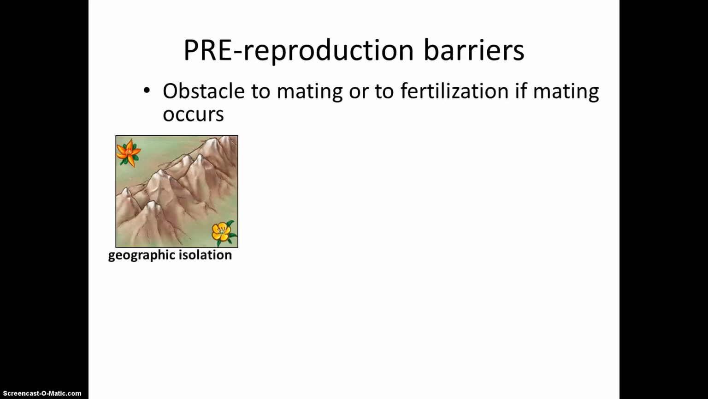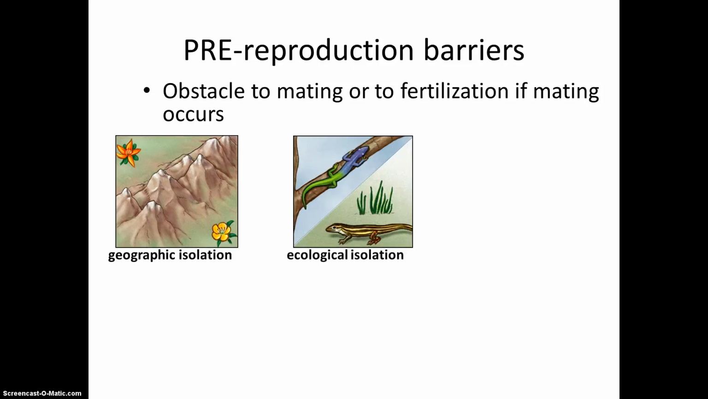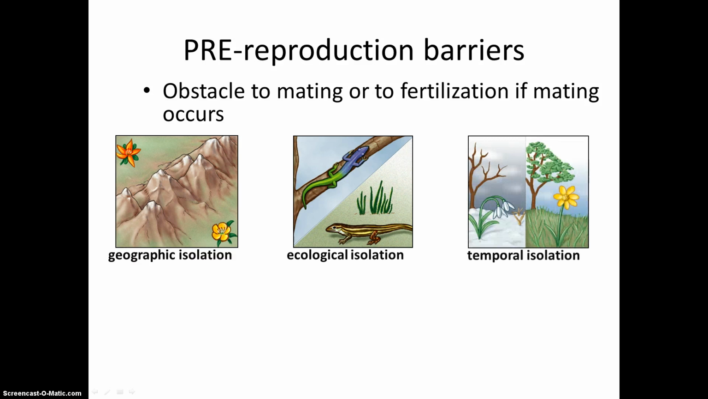There are many ways that pre-reproductive barriers exist. These are obstacles to mating or to fertilization if mating should ever occur. Geographic isolation, we've already looked at. This mountain range separates these two flowers. Ecological isolation: these two salamanders, or lizards, I can't tell by the look of them, exist in very different niches. This guy is going to be up in the trees, this one's down on the ground. Because they will never meet, they will not reproduce.